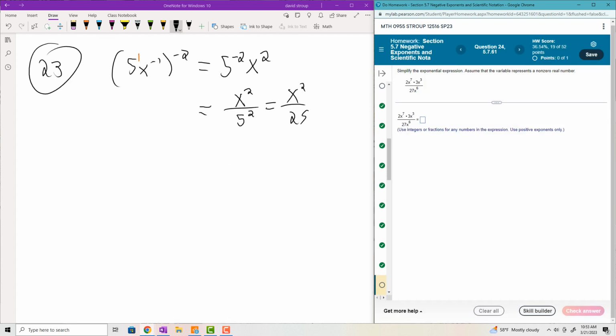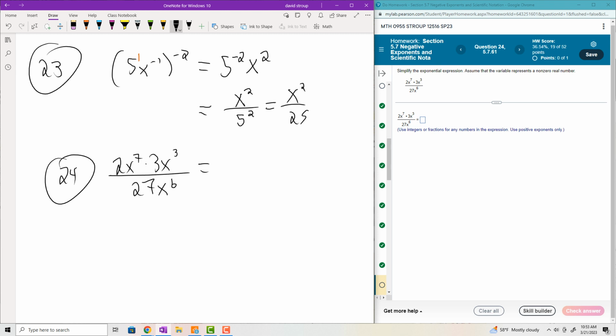Okay, now we're going to have a whole bunch of terms in the numerator. So you have 2x to the 7th times 3x cubed all over 27x to the 6th. Okay. So in the numerator, 2 times 3, if you want to, you can start simplifying, but let's just go 2 times 3 is 6. x to the 7th times x cubed, add the exponents, so x to the 10th over 27x to the 6. 6 over 27, I can divide both top and bottom by 3, 2 over 9.